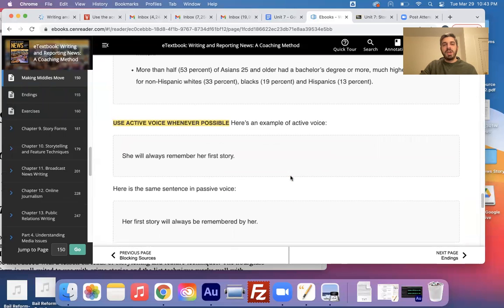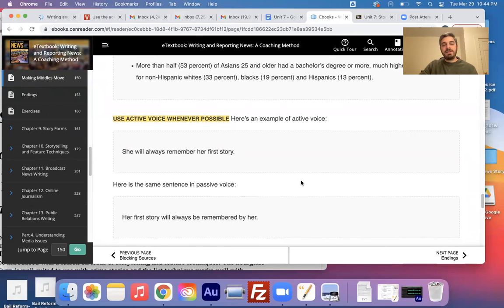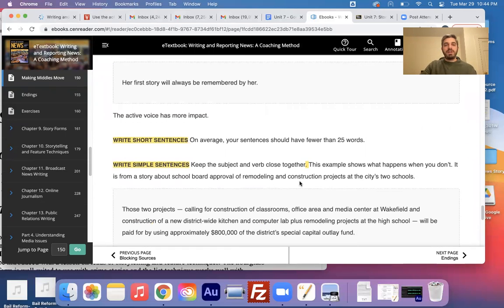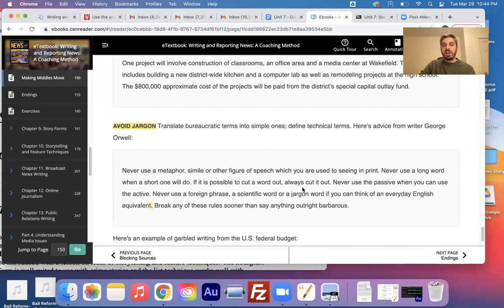Lists. Use active voice whenever possible. Here's an example of active voice. She will always remember her first story. Here is the same sentence in passive voice. Her first story will always be remembered by her. The active voice has more of an impact. Write shorter sentences. On average, your sentences should have fewer than 25 words. Write simple sentences. Keep the subject and the verb close together. Avoid jargon. Translate bureaucratic terms into simple ones, define technical terms.